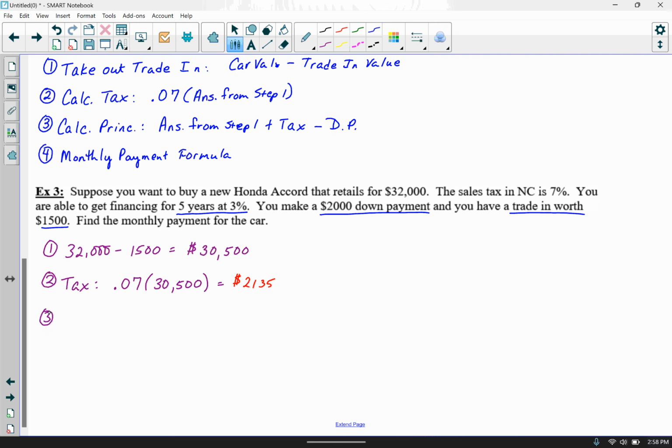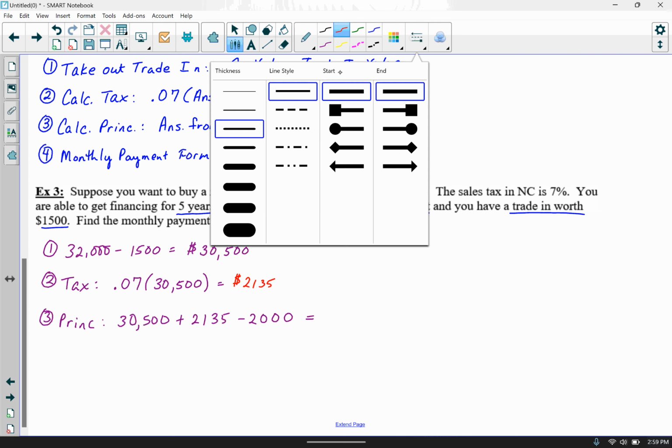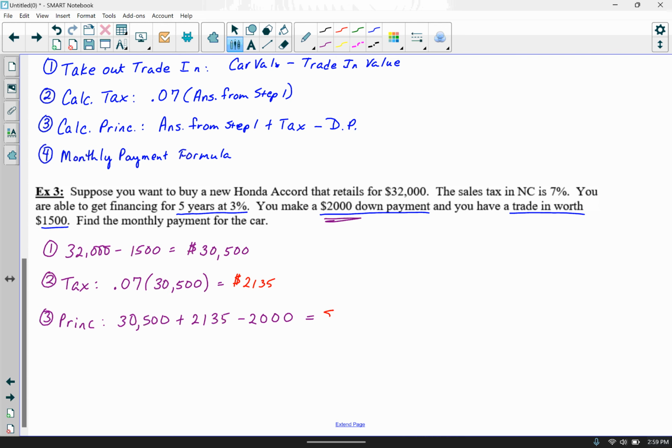Okay. Then in step 3, we move down to our principal. How much are we going to finance? So we have the amount of the car, the $30,500. Add in your tax, so that $2135. Minus a down payment. And we had said from the top we had a $2,000 down payment, so subtract $2,000. Nothing fancy there in your calculator for that computation. That should put you at financing $30,635.